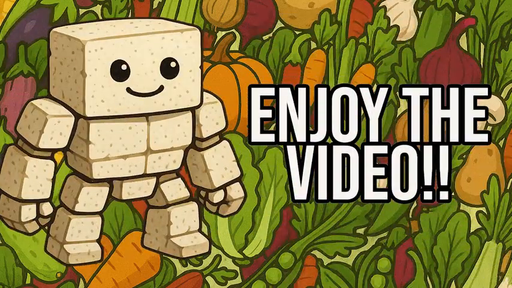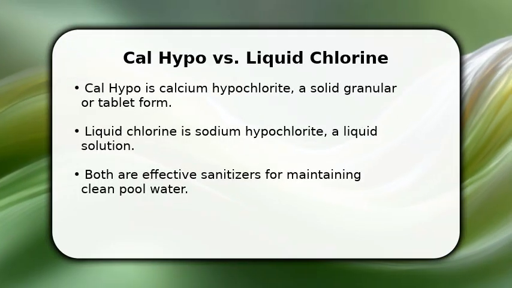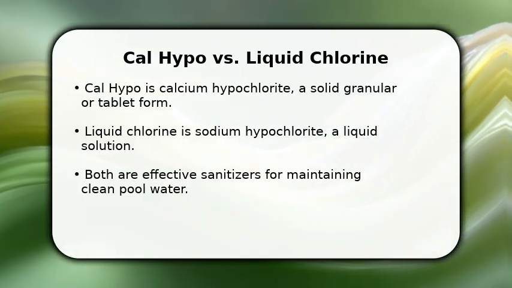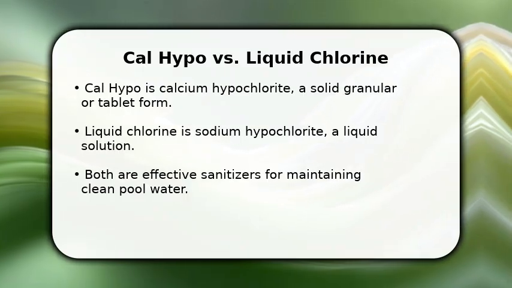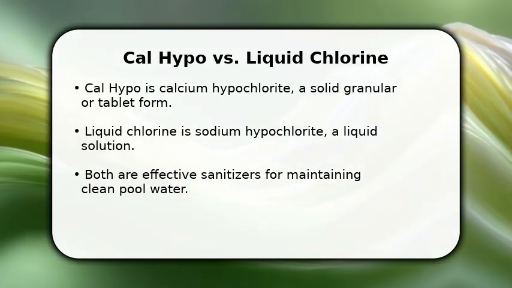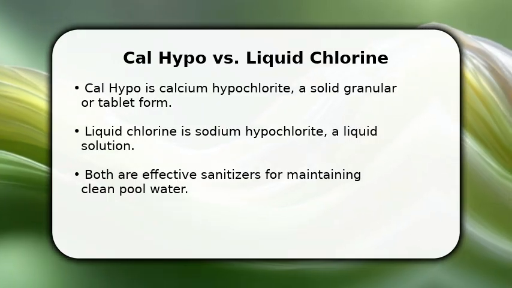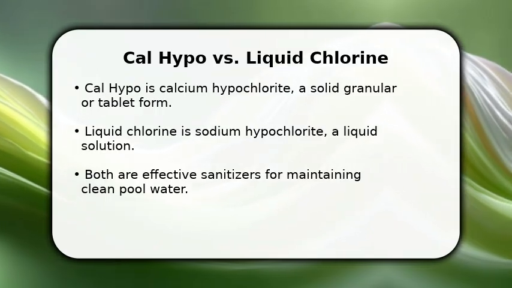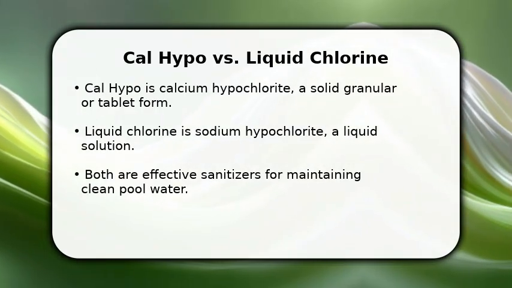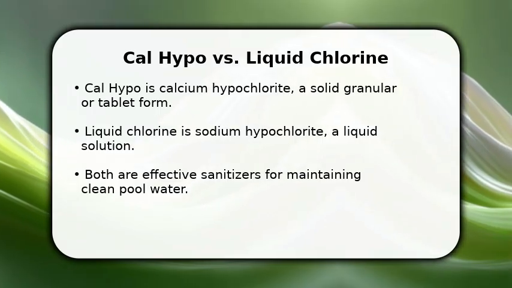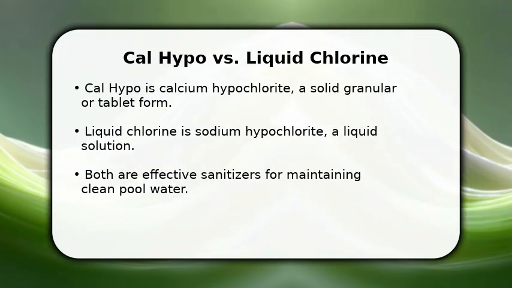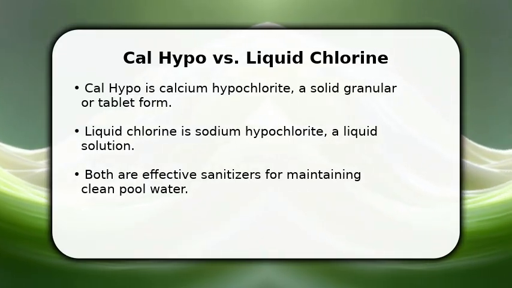Please enjoy the video. In this video, I will compare Cal Hypo versus Liquid Chlorine. We will delve into their fundamental differences, starting with their chemical composition and physical forms. Understanding these distinctions is crucial for effective pool maintenance. We'll then examine how each impacts your water chemistry, their application methods, and important considerations regarding cost, storage, and safety. Let's get started with the basics.